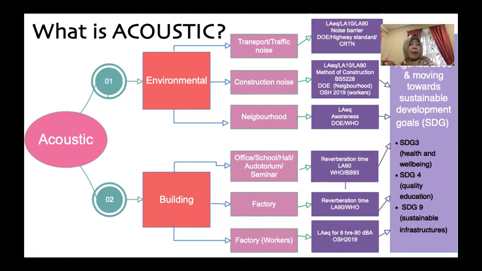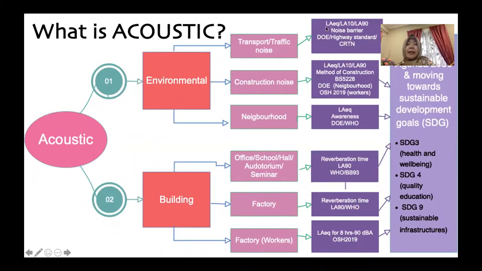Where did it happen? For example, if it is traffic noise, then it is environmental noise. Then we need to refer to the right standard. For example, we need to refer to DOE, or the highway standard, CRTN. This is a British, UK code, CRTN.